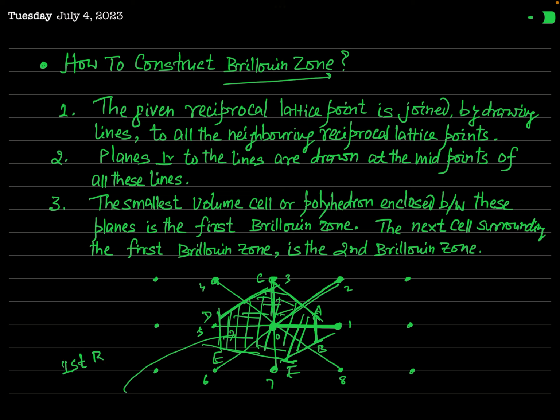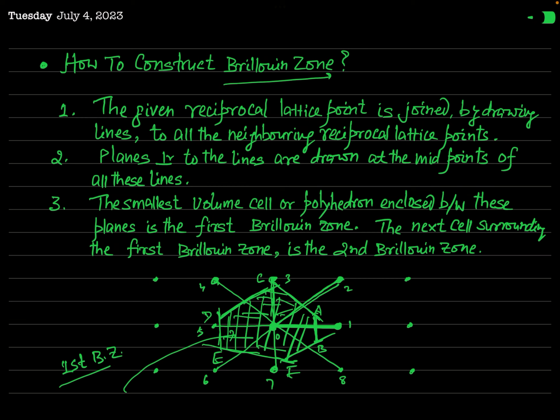Okay. Now, after constructing the first Brillouin zone, we can easily construct the second Brillouin zone, third Brillouin zone. Actually, the next shell surrounding the first Brillouin zone is called the second Brillouin zone, and the shell surrounding the second Brillouin zone is called the third Brillouin zone. Okay, and in this way you can construct all the Brillouin zones. So I think we have understood what this Brillouin zone is and how it is constructed.